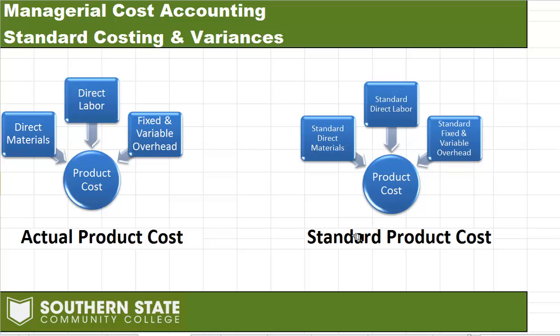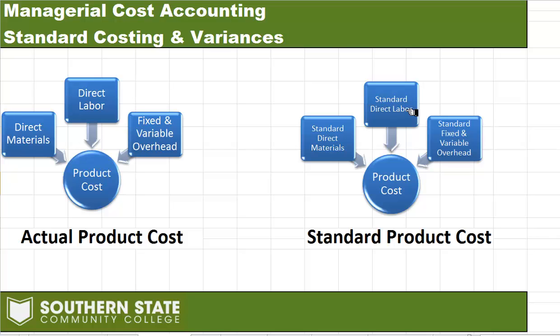The reason we do that is so we can manage it. There's an old saying in business: you can't manage what you can't measure. So in standard costing we develop a standard of what the product should cost, and then we compare it to what it actually cost. Then we can see if there are any variances between the two. There's always going to be some variance, but this allows us to pinpoint exactly where the variance is. Is it in materials? Is it in labor? By pinpointing it and finding the variance, we can manage it.